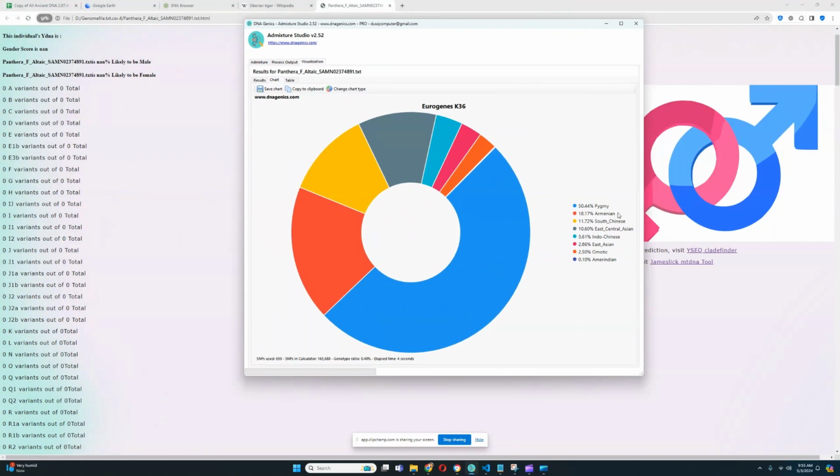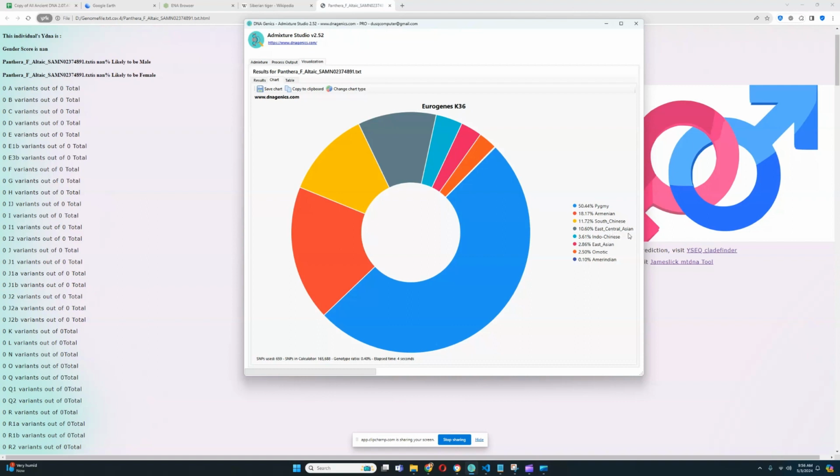50.44% Pygmy. So the biggest component she scores is Pygmy. That's on the basis of 659 SNPs. So she's scoring over half percent Pygmy, basically over half Pygmy. 18.17% Armenian, 11.7% South Chinese. So there is that South Chinese admixture. Once again, there is that South Chinese or East Asian, like Southeast Asian admixture.